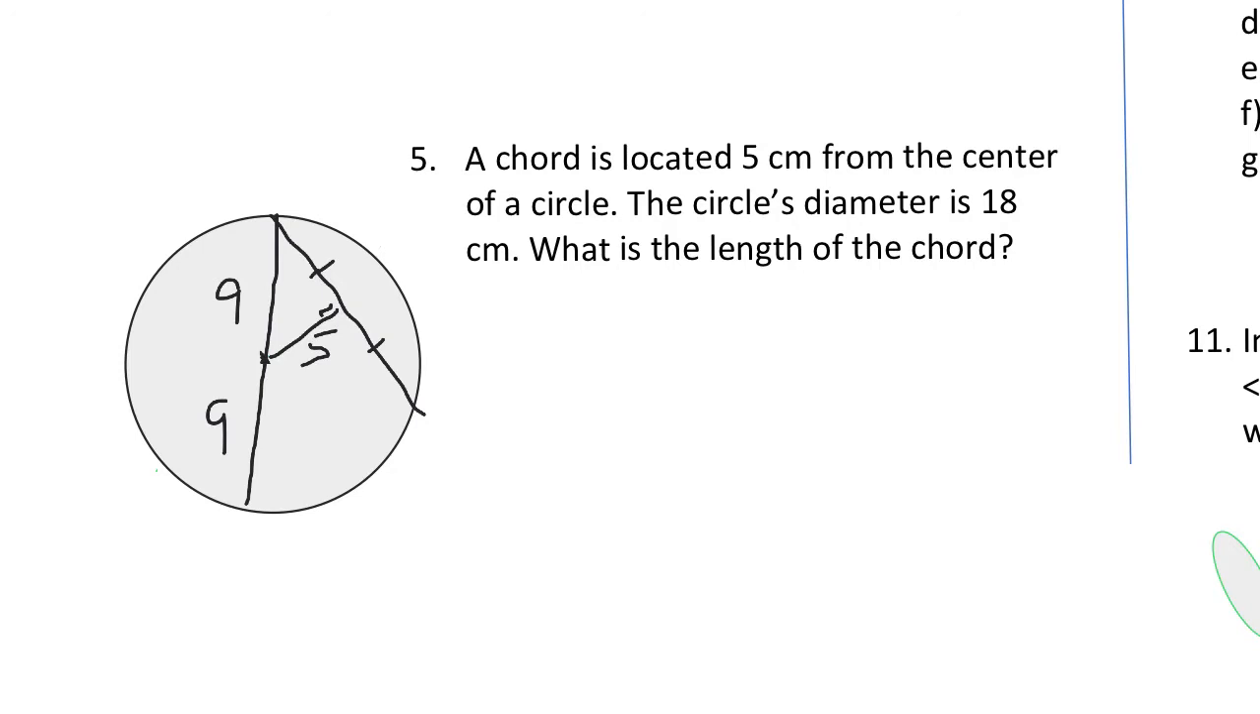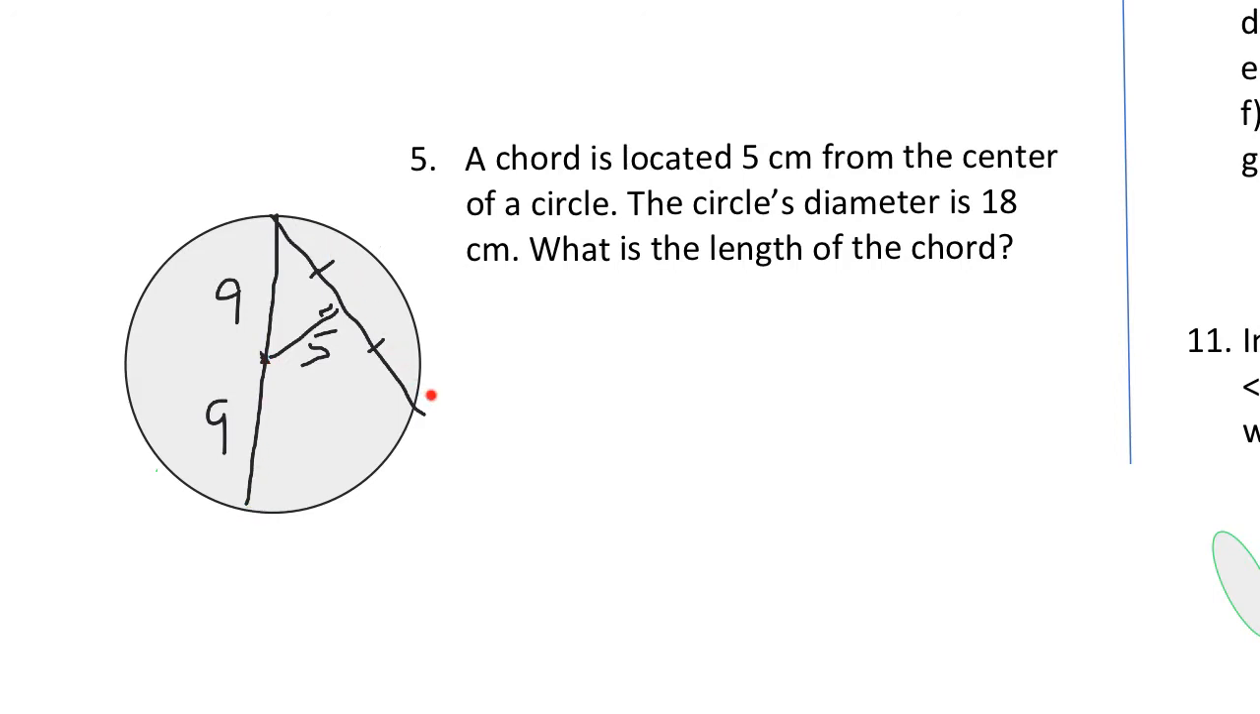In the last problem on the first column, we have a chord that is located 5 centimeters from the center of a circle. So there's our chord right there, and there's our length from the center of the circle, 5 centimeters. It's the shortest length. It's the length that meets at 90 degrees. And when that happens, it divides the chord in half. Half here and half here. That'll always be the case when it talks about being located from the center. The diameter is 18, so that's 9 on this side and 9 on this side.